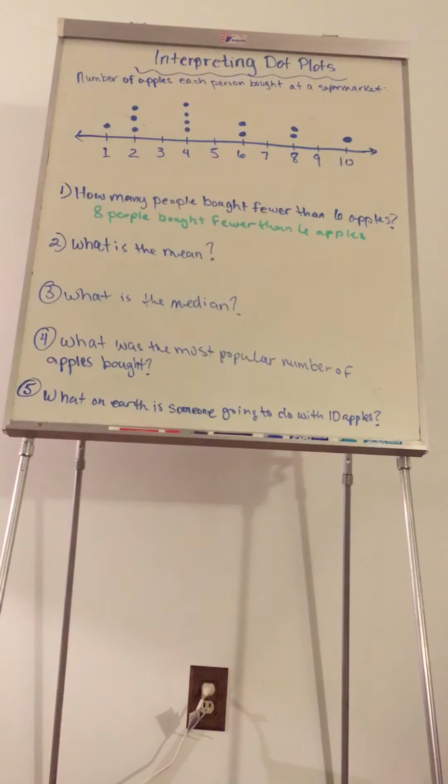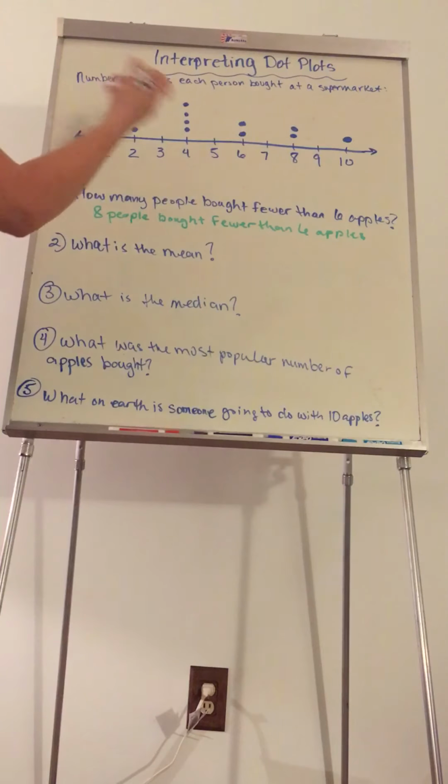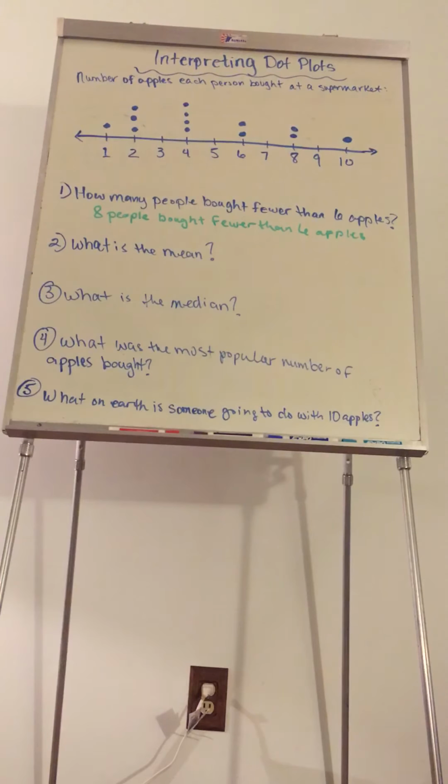Well, good thing that we already know how to find the mean. And if you recall, the mean is the average of all of the data points added together and then divided by the number of data points there are, right? So let's go ahead and figure that out. Yesterday we learned how to make a dot plot, but then also how to undo it and take the numbers from it.